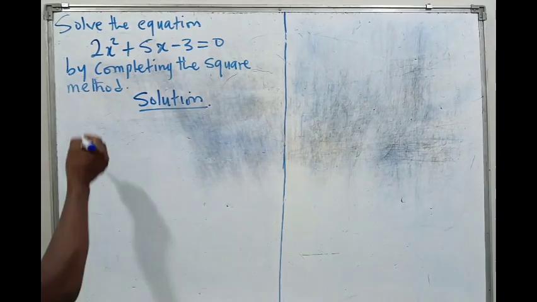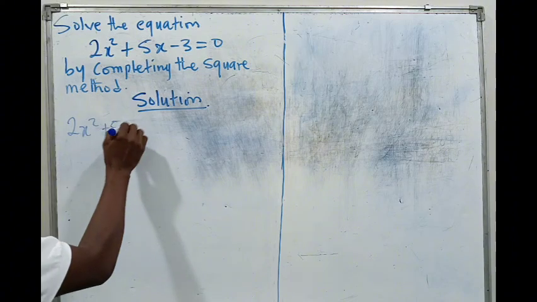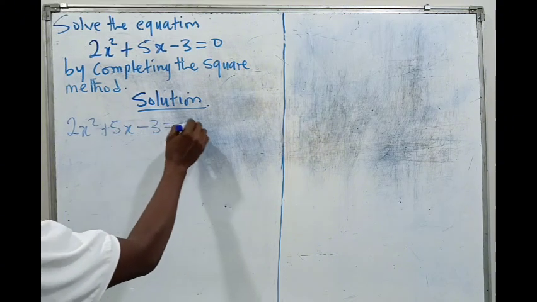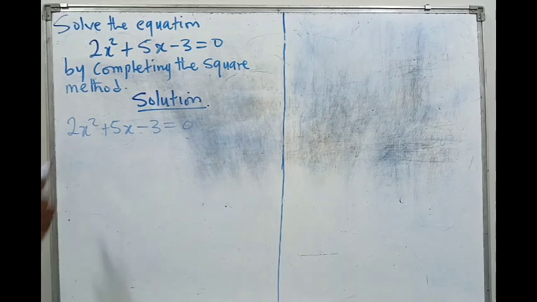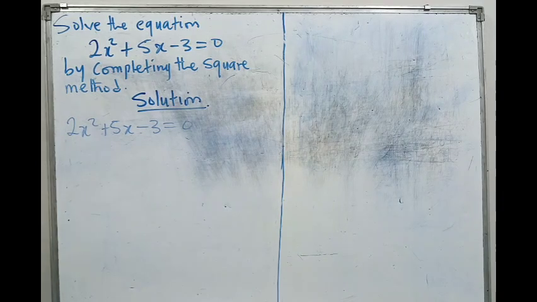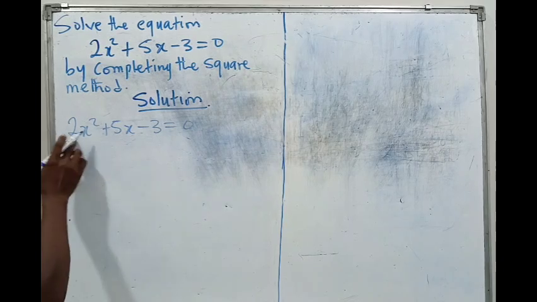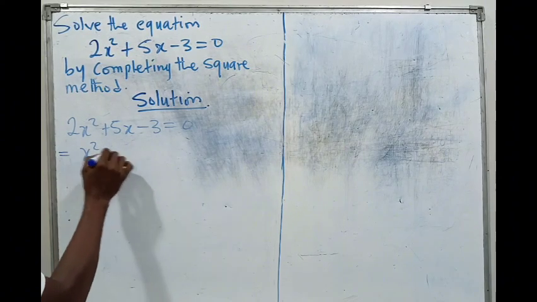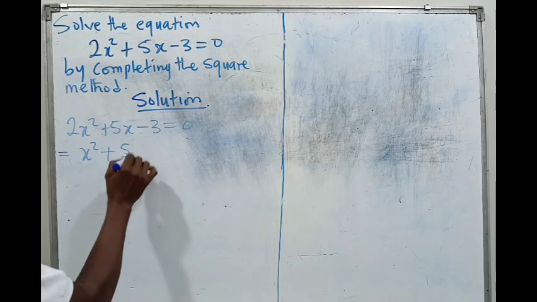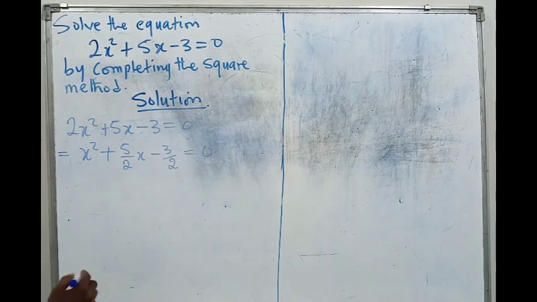The first thing to do is to write your question, which is 2x squared plus 5x minus 3 equals 0. And then the next thing to do is to what? Make sure that the coefficient of x squared is unity. Now, how do we do that? Divide through by negative 2. When we divide through by 2, we will now have x squared plus 5 over 2 x minus 3 over 2 equals 0.